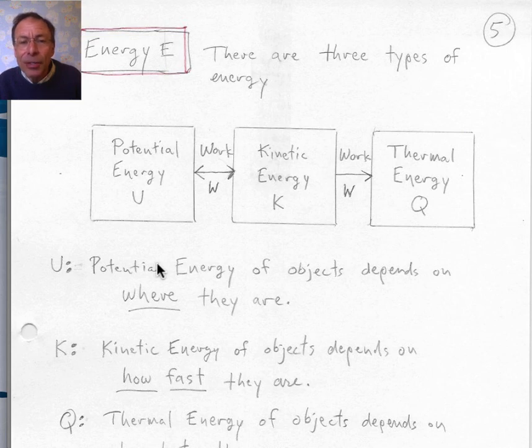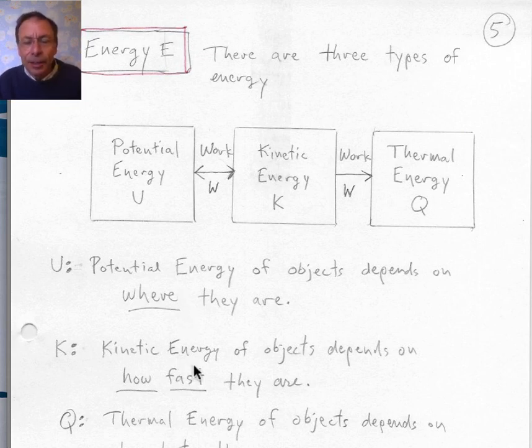So potential energy, the potential energy of an object depends on where the object is. For example, if I've got something massive and it's up high, it'll have more potential energy than if it's down low.